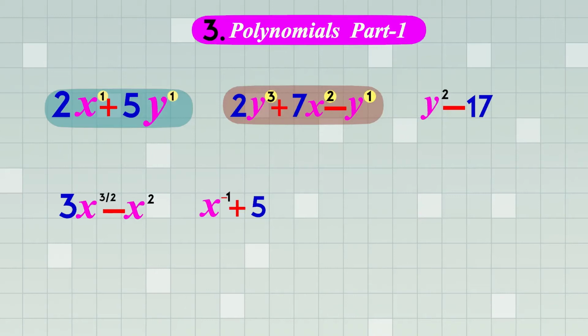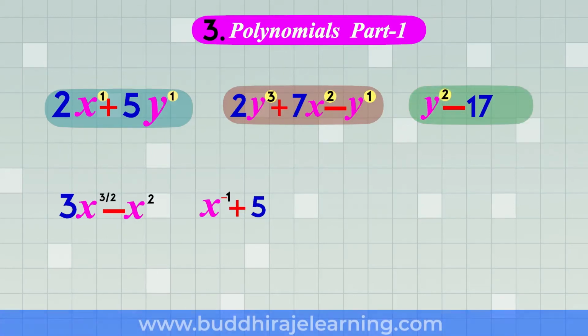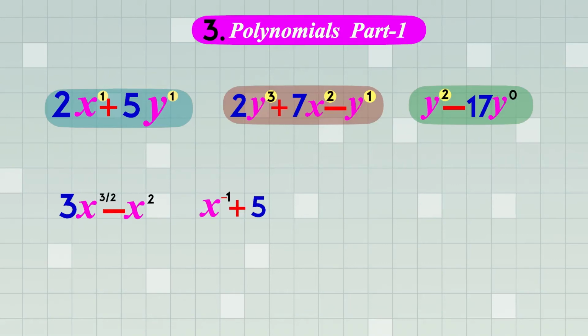Now students, look at the powers of the variables in the third expression. The power is 2 and the second number is 17. Now students, can you write it with a variable? Yes, it can be written with the help of 0. We can write it as 17y raised to 0 because anything raised to 0 is 1 and 17 into 1 is nothing but 17. So the powers of variables are 2 and 0 in that expression.